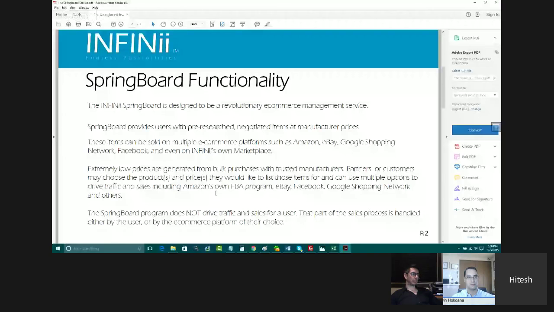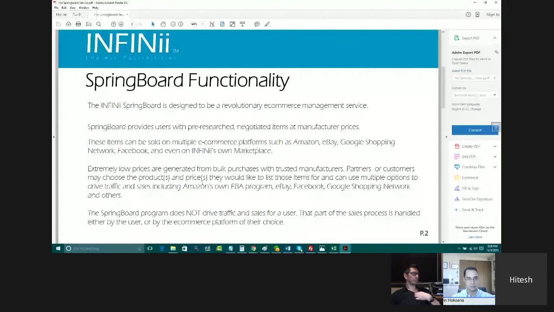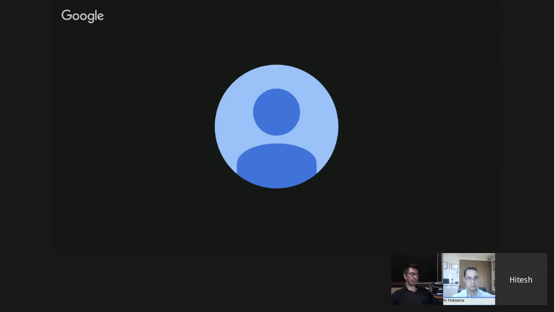We want to make it very clear the Springboard program does not charge you for and does not drive traffic for you or sales for you. Once the item goes on Amazon or goes on eBay or goes on the Google Shopping Network, the job of actually completing the sale and sending the product to the customer is the sales process that is handled by the e-commerce platform that you are using.